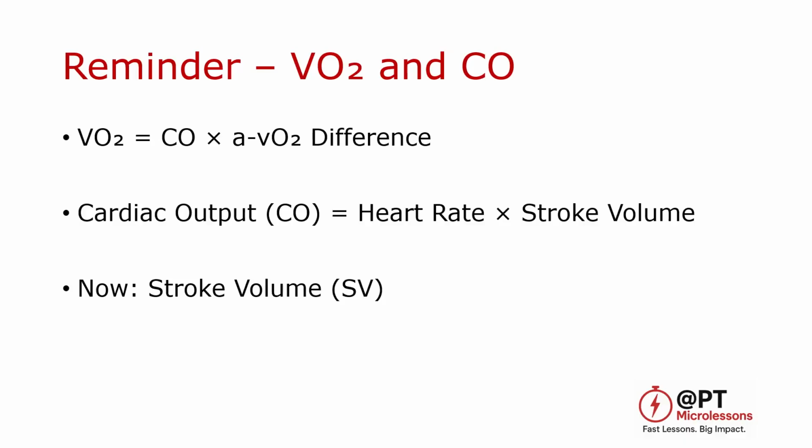Before we begin, let's briefly review where we are in our Cardiovascular Physiology series. We started by learning that oxygen consumption, or VO2, is determined by cardiac output and the arteriovenous oxygen difference. Next, we learned that cardiac output is calculated by multiplying heart rate by stroke volume. Today, we'll focus on stroke volume, exploring how it's calculated and the factors that determine it.